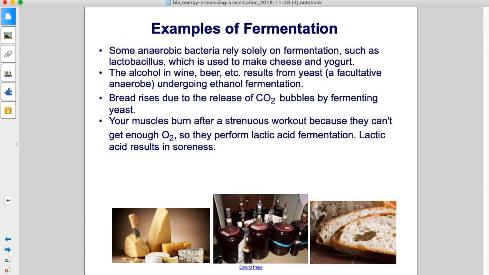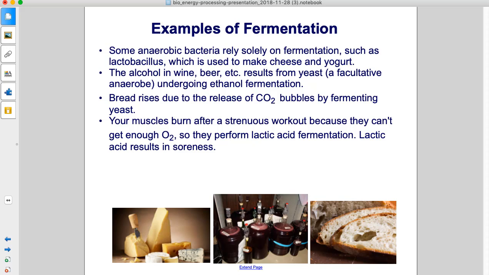Examples of fermentation. Some anaerobic bacteria rely solely on fermentation, such as lactobacillus, which is used to make cheese and yogurt. The alcohol in wine, beer, etc. results from yeast, a facultative anaerobe, undergoing ethanol fermentation. Bread rises due to the release of carbon dioxide bubbles by fermenting yeast.